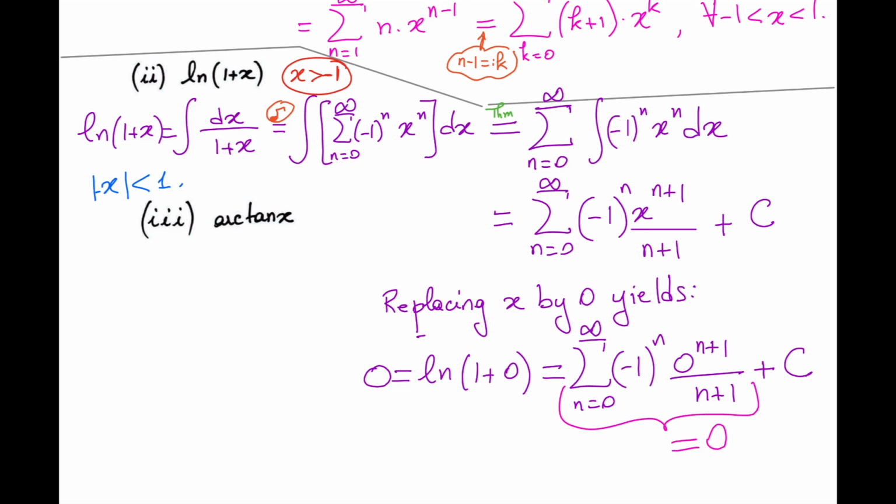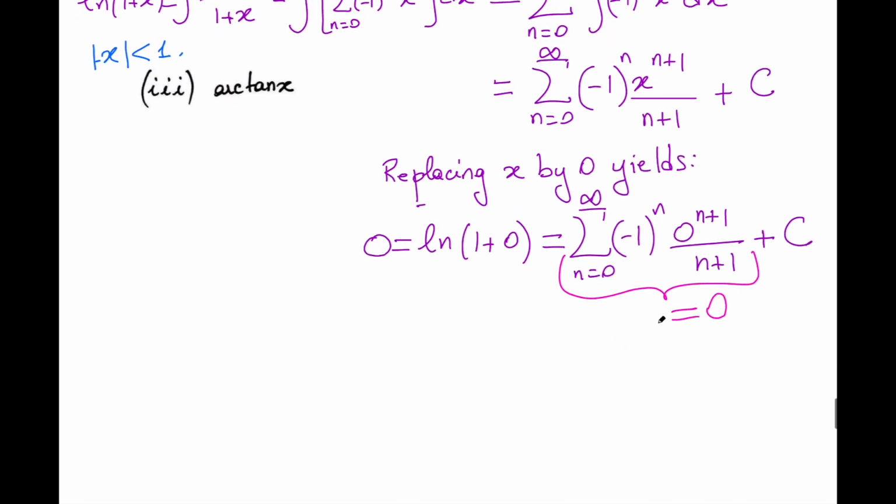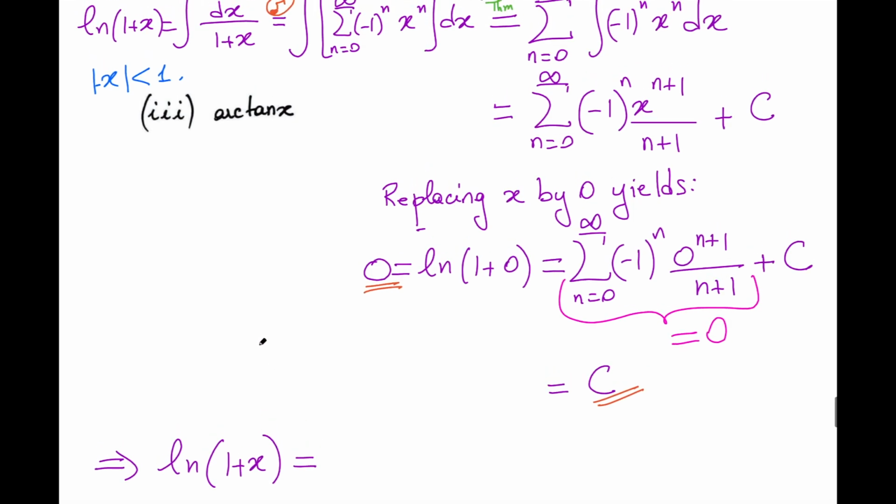Okay, so what's the value of the right side then? It's c plus 0, so it's c, right? And as such, what's c? C is 0 then. So c is 0. So we can conclude up to this point that ln of 1 plus x is equal to the series where c is 0.